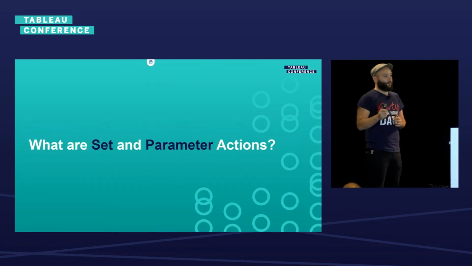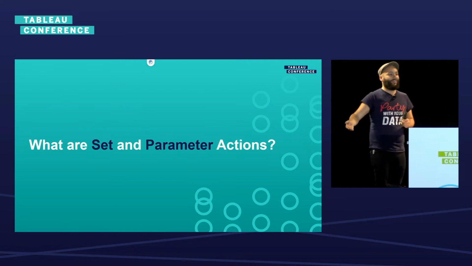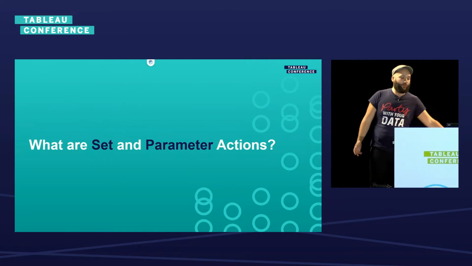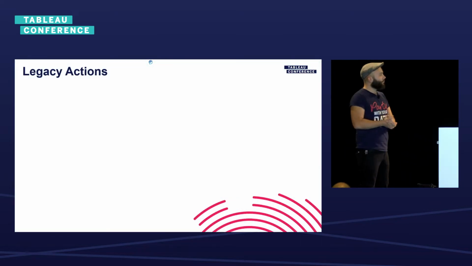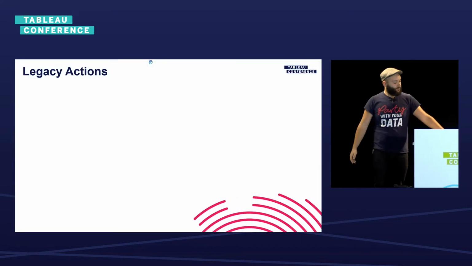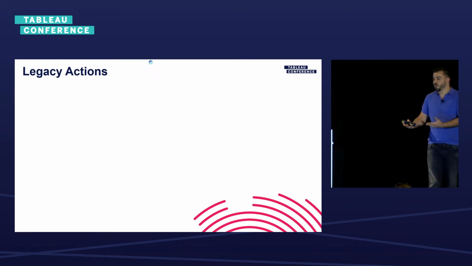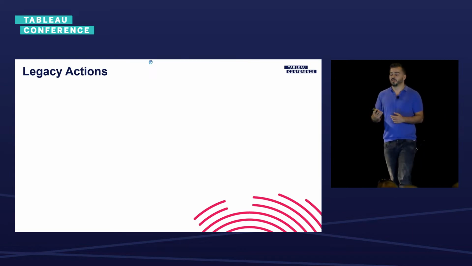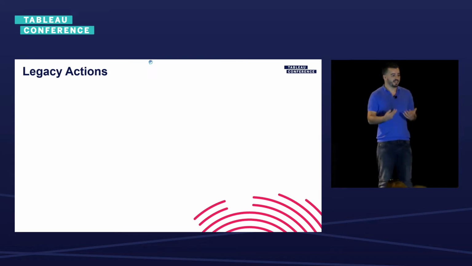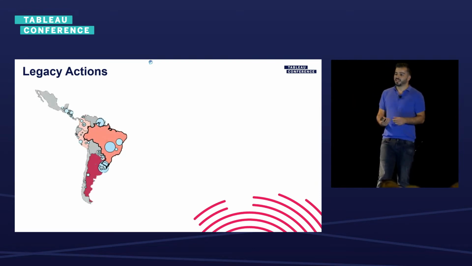So we've understood conceptually what they are. So let's talk about why these actions are so important. Why do they change the game so much? Well, to understand how set and parameter actions are so fundamentally different, we first need to look at how our so-called legacy actions worked. So if you think of filter, highlight, or URL actions that existed in Tableau for a while, you may have an example where you want the user to select a specific mark.